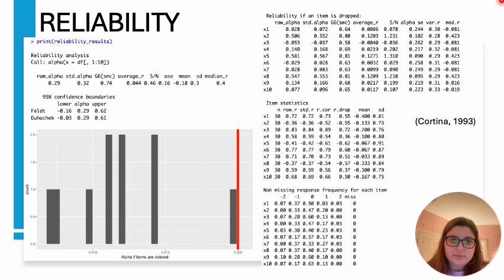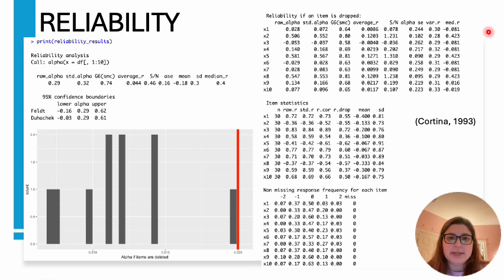So here we have a matrix of the reliability if an item is dropped. So we can see how the alpha will change if we drop an item. And the reason this is important to see is because it can help us see what items should be eliminated in order to have the highest alpha we can.